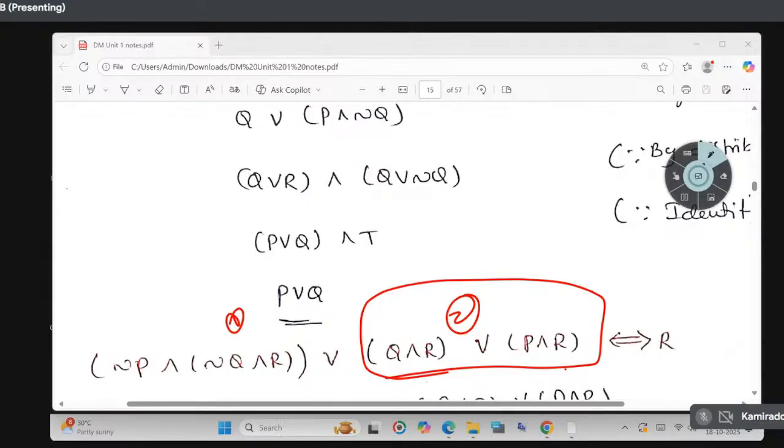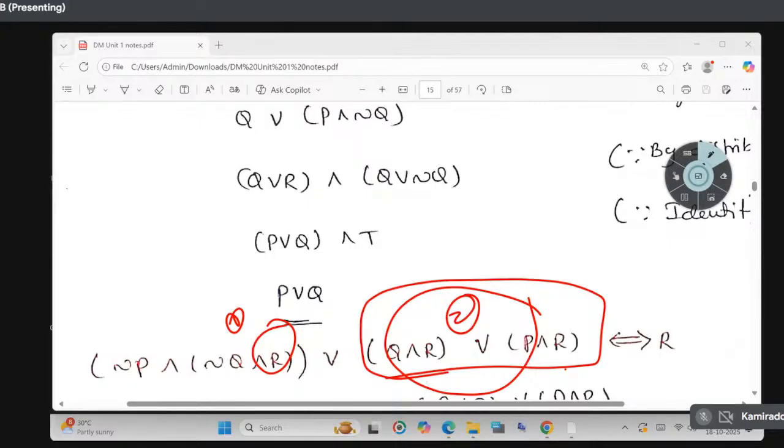So what do we need to get? P, Q and R, three terms. Here also we are having P, Q and R. So the simple solution is, and or will remain the same. So what do we need to get? I already gave you the hint. So how are we going to make it as T?